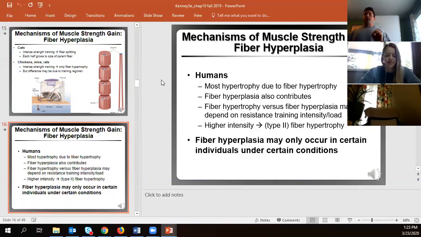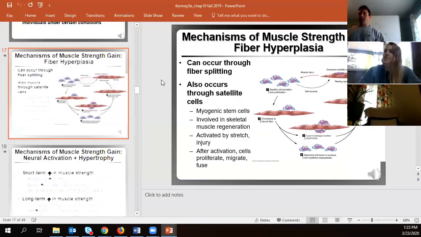Now, like anything else, we're going to find that some folks might have it happen a lot more. With very hard training, it might happen a bit more, and specifically in type 2 fibers, along with individuals that are doing insanely high loads with insanely hard training intensities. But I wouldn't put a whole lot of stock in it.